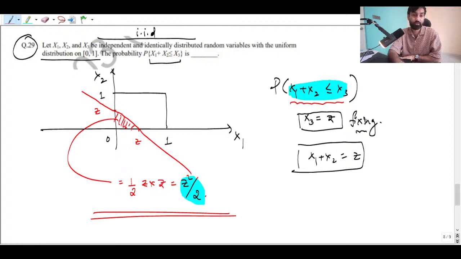That is, so there are three random variables, x1, x2 and x3. They are independent and identically distributed. This kind of question has been asked always, right? Many times they have asked this kind of question. Okay.